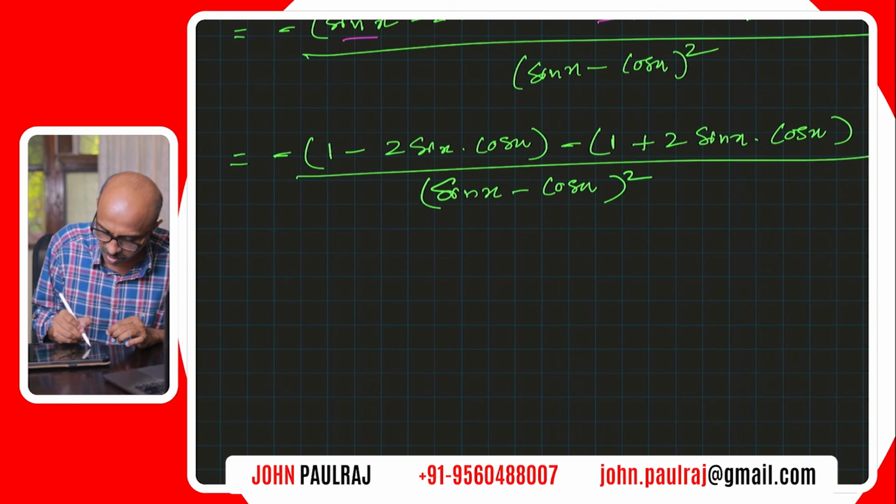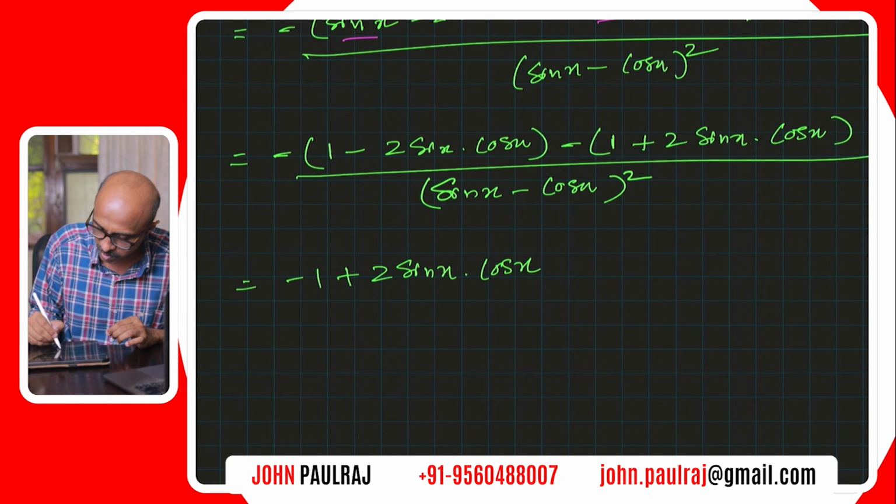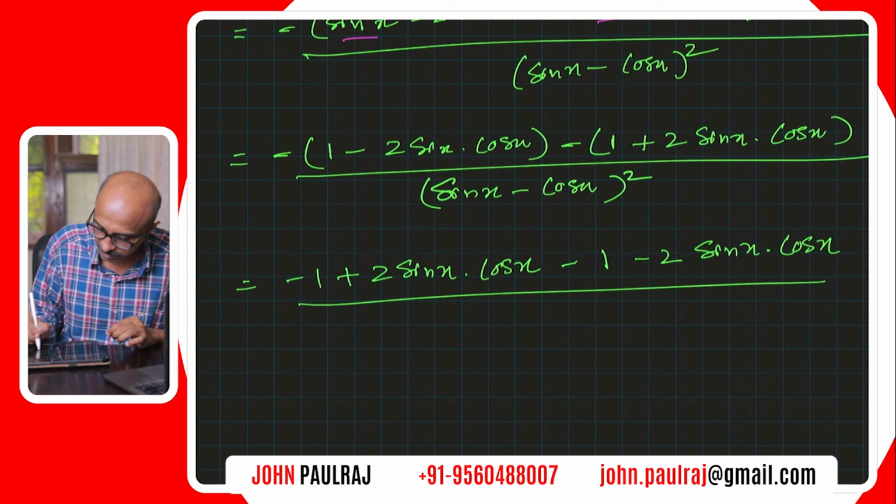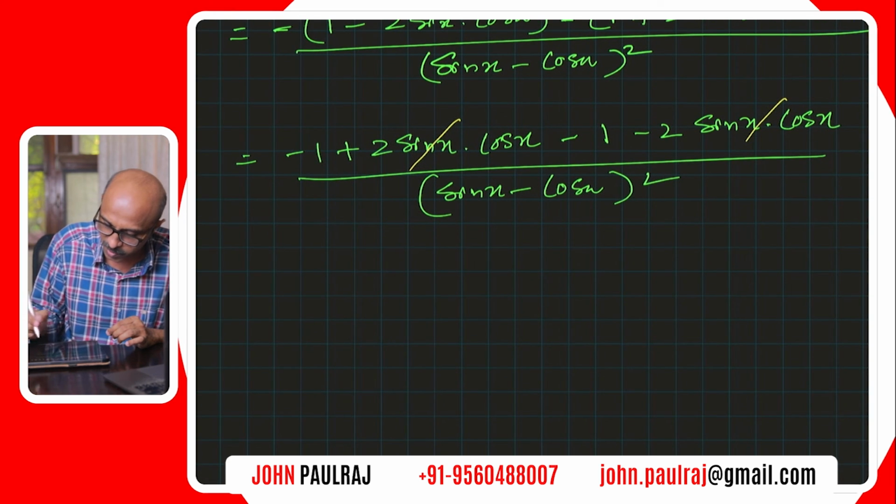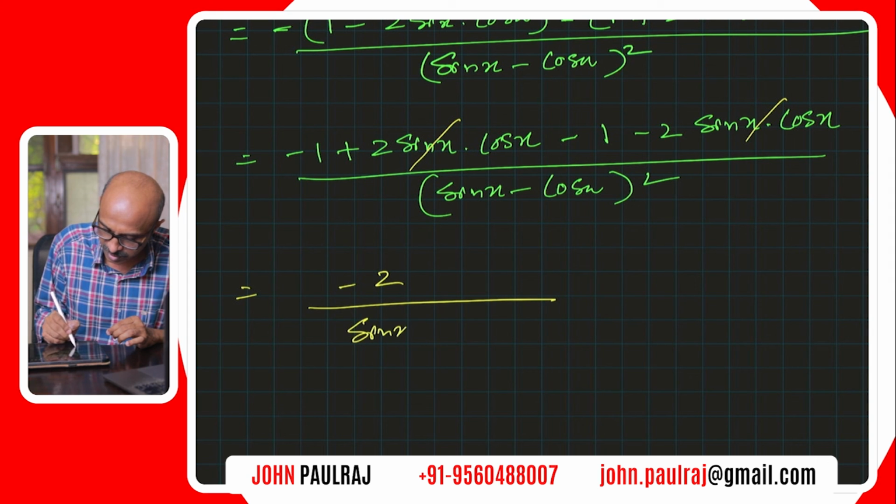So let's see what will happen when we open the brackets. When you open the brackets, we get on the numerator, a negative 1 plus 2 sine x times cos x. And this one will be a minus 1 minus 2 sine x cos x. You see that? Denominator is sine x minus cosine of x, the whole square. Now we can see that this term and this term cancel off. We've got negative 1 and negative 1 that combine to give you a negative 2 over sine x minus cosine of x, the whole square.